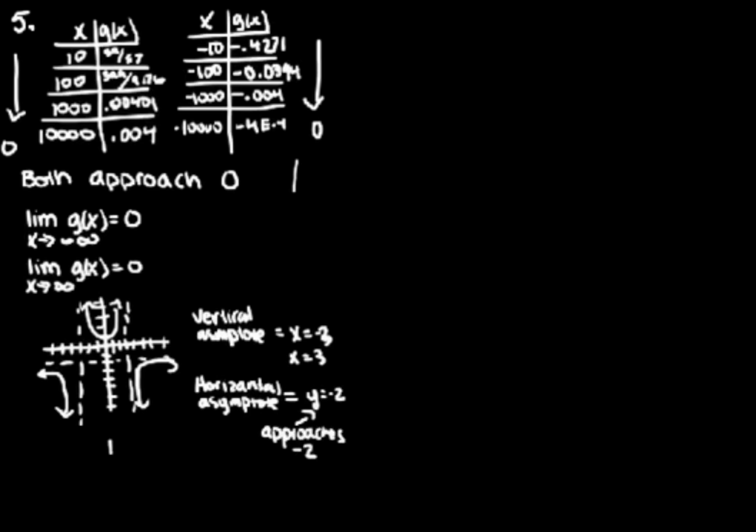So you're going to go ahead and write out the same format, limit of f of x equals -2 as x goes to positive infinity, and then limit of f of x equals -2 as x goes to negative infinity. So that's basically that section. You tell by the horizontal asymptote. That's like the main point.